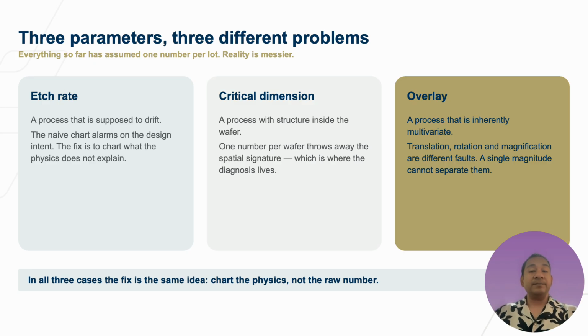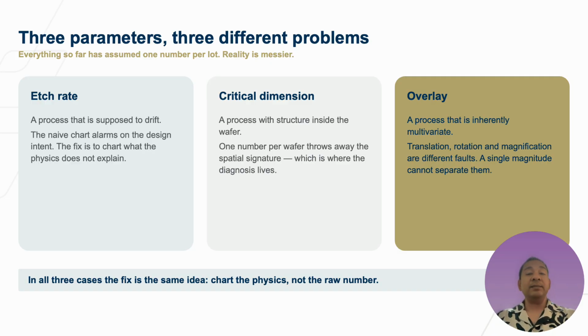Second part of the lecture: three real parameters, and each one breaks a different assumption we have been making. Everything so far assumed one number per lot from a stable process measured in one dimension. Reality is messier in three distinct ways. Etch rate is a process that is supposed to drift. Chart alarms on the design intent, and that is a modeling problem. Critical dimension has structure inside the wafer. One number per wafer throws away the spatial signature, and the signature is where the diagnosis lives.